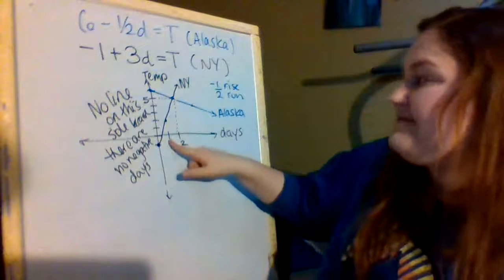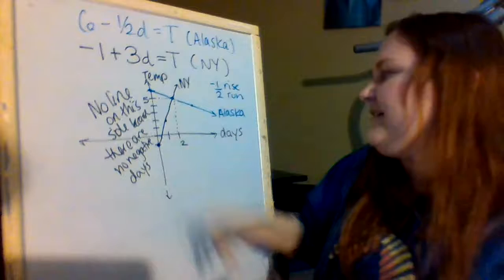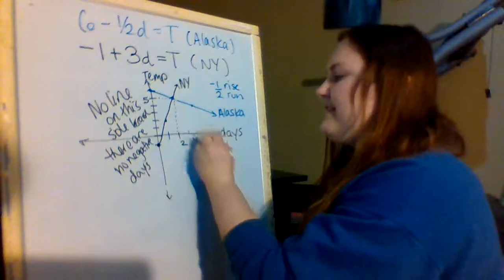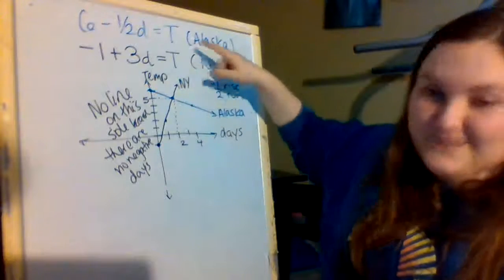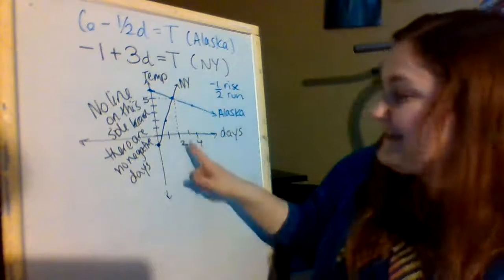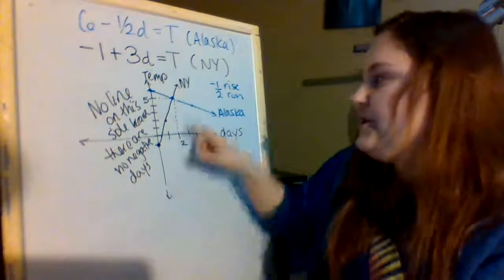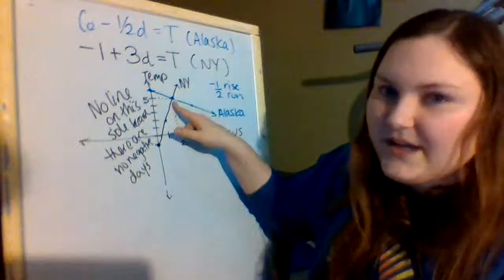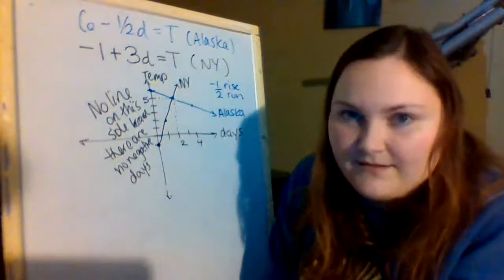So on day 1, we've got New York was down here, Alaska was up here. By day 4, Alaska's down here, New York would have been somewhere up here. Every other day, they have different average temperatures, except for this one magical day here, where it was the same. So that solution point that we were talking about in the previous lesson has a lot more meaning when you give it a context.